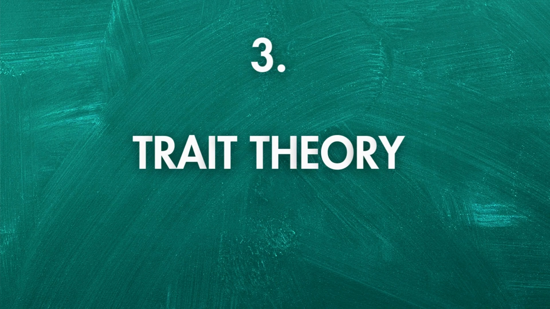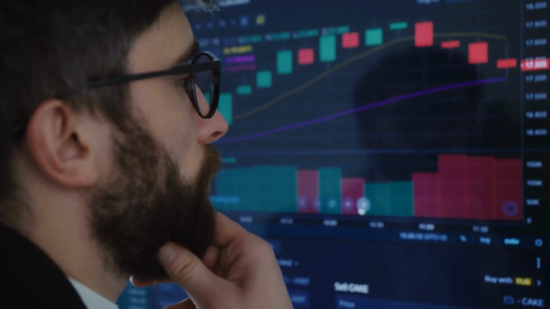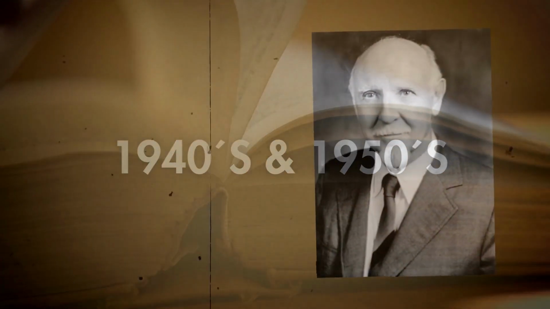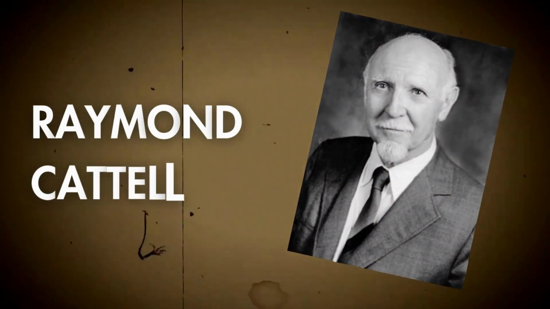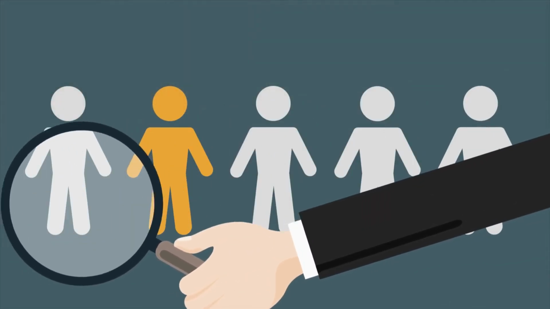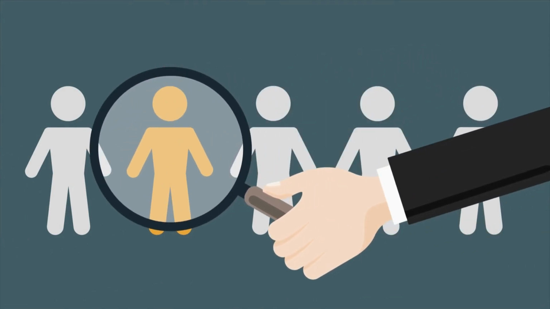3. Trait theory of personality. The trait theory stands out for its analytical approach. Blossoming in prominence during the 1940s and 1950s, the theory owes much of its foundation to Raymond Cattell. He proposed that our personalities aren't vague or amorphous. Instead, they are made up of specific, definable traits.